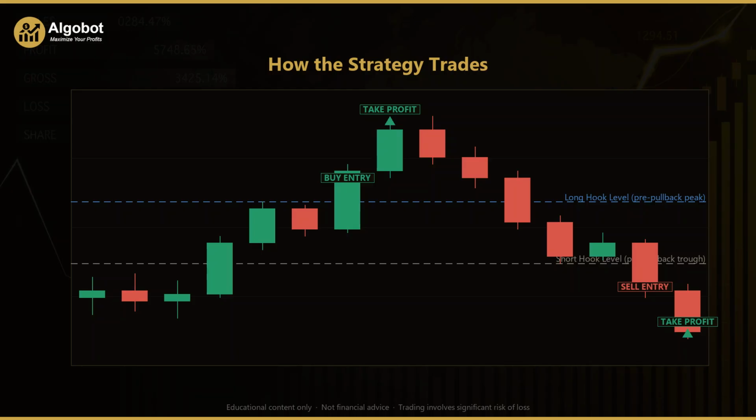Of course, in live conditions many hooks fail. Price can slice straight through the stop, and losses do occur. That's why the invalidation rules and volatility-based stops matter so much.